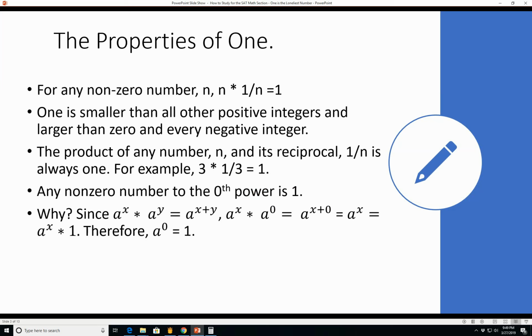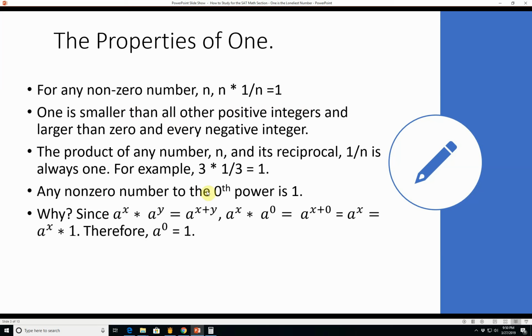The properties of 1: for any non-zero number n, n times 1 over n, so n times its reciprocal, is equal to 1. As we see here, the product of any number n and its reciprocal, 1 over n, is always 1. For example, 3 times 1/3 is equal to 1. Sorry for writing it twice, but I did, so sue me. 1 is smaller than all other positive integers and larger than 0 and every negative integer.